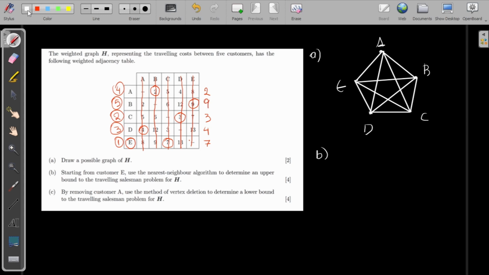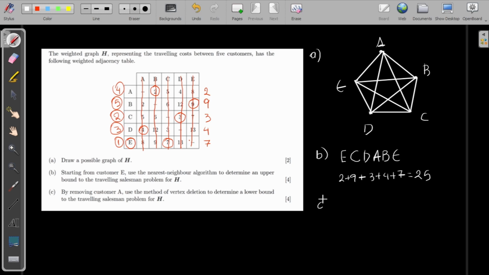So what's the answer to the problem? I'll write the order of the vertices that I visited. It's E, C, then D, then A, then B, and then E again. So you see, this is a Hamiltonian cycle, and the upper bound will be 2 plus 9 plus 3 plus 4 plus 7, which is 25.